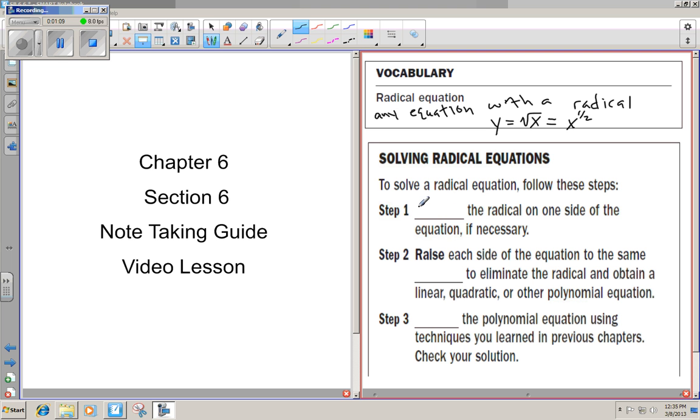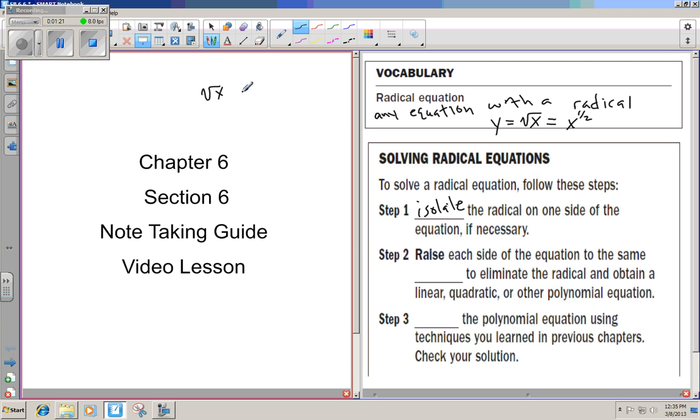The first step is that you need to isolate the variables, or isolate the radical, on one side of the equation, if necessary. So that means if you have the square root of x, and there's a +2 outside of it, that's equal to y, the first thing you need to do is isolate the radical by subtracting 2 to get the radical all by itself. That's true for rational exponents. If you had x to the 1/2 +2, you need to isolate the radical on one side of the equation by subtracting 2.